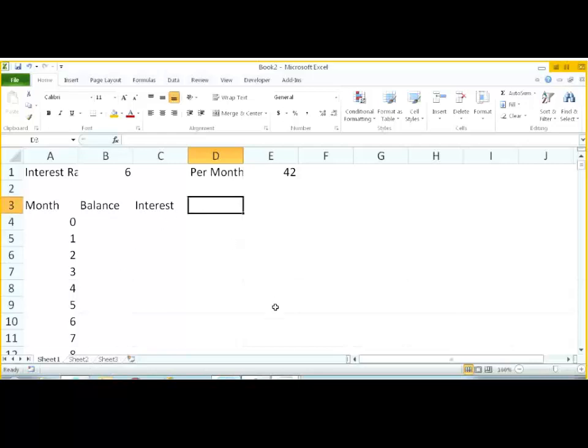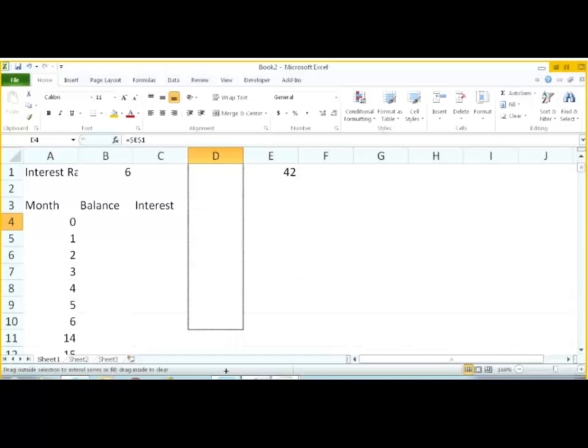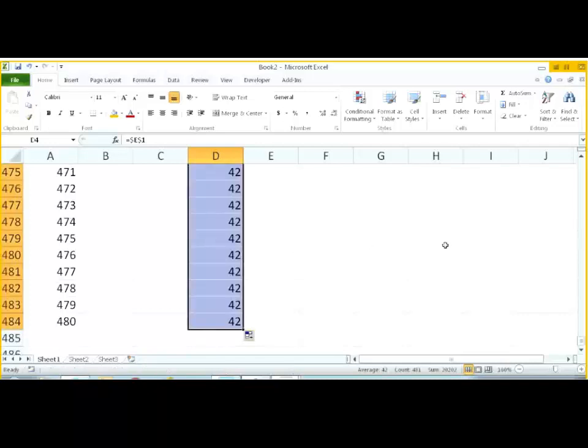And I'm going to have a column here that's, what do I want to call it? Deposit. So that's how much I'm putting in each month. Each month I'm going to put in $42, but instead of writing in 42, I'm going to choose that cell and put a little dollar sign so that it doesn't change when I copy it. So I'll copy that all the way to the bottom. I might have been able to do it all at one time, but it's easy just to copy.